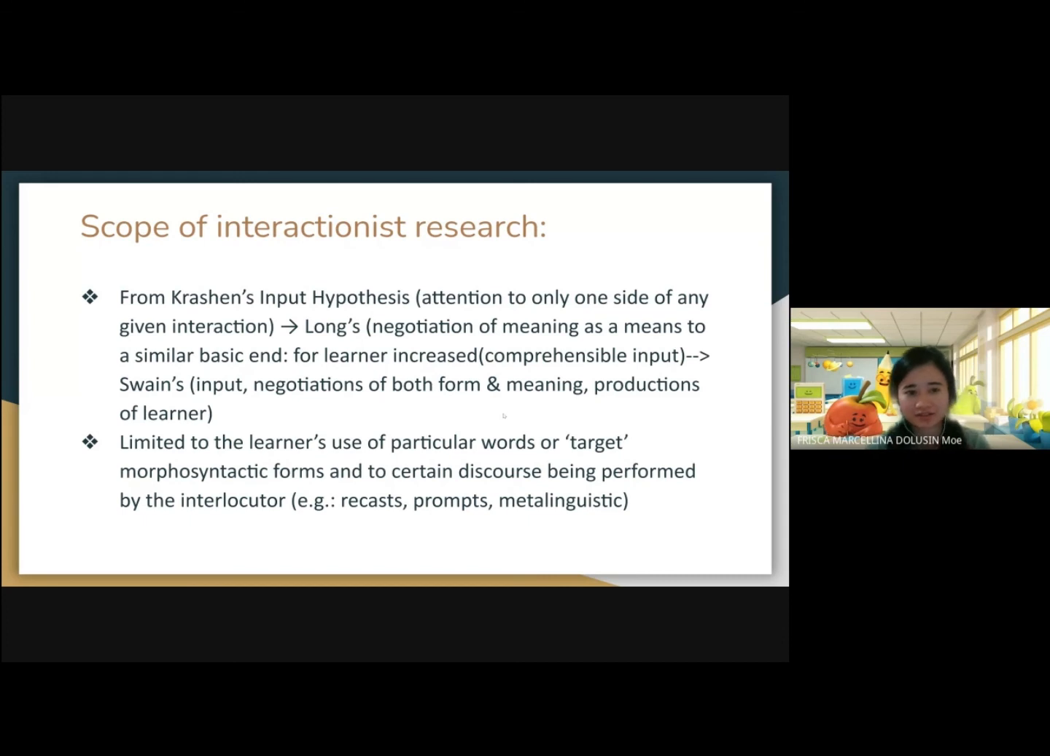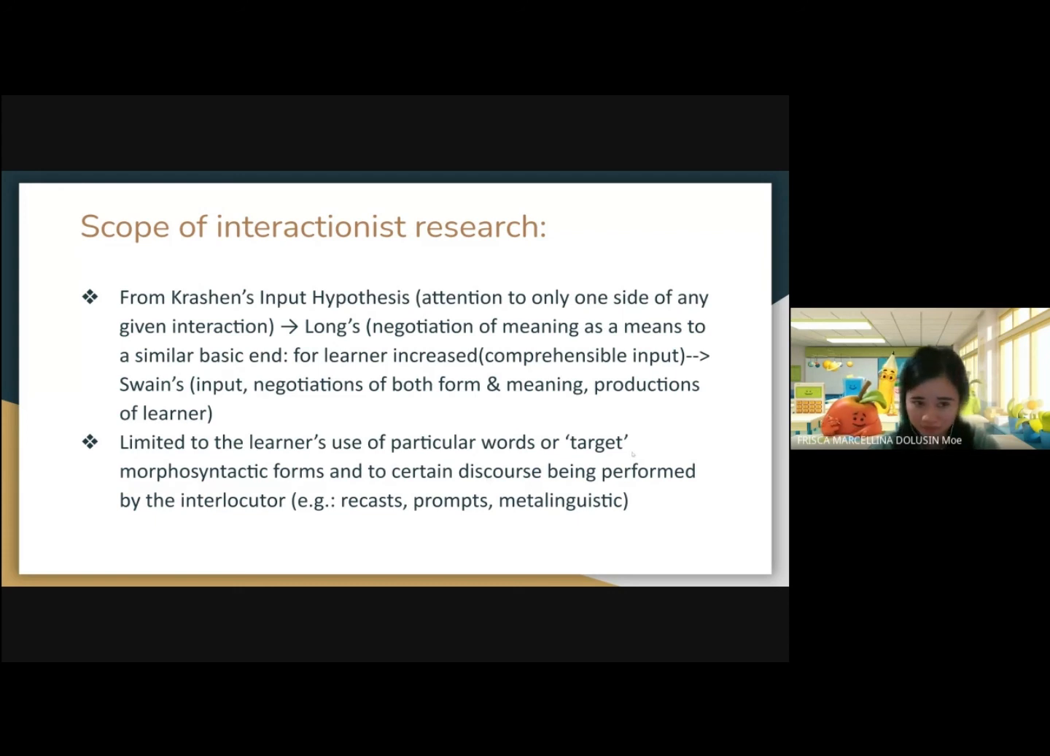Okay, so first is the scope. The scope here is that they focus more on the input negotiations of both form and meaning, and the productions of the learner. The scope is also limited to the learner's use of particular words or target morphosyntactic forms, and to certain discourse moves made by the interlocutor, for example, recasts, prompts or metalinguistic feedback.